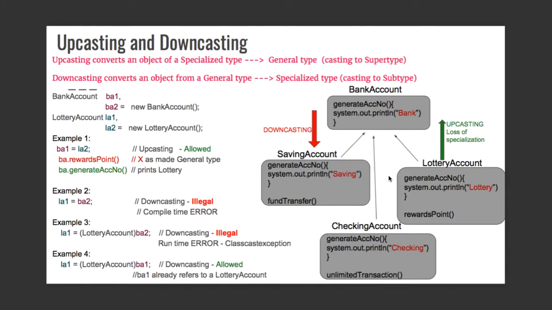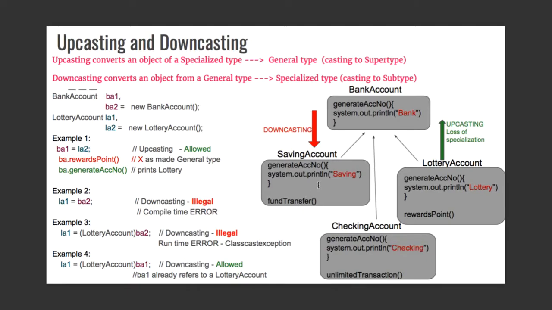Now, these three classes, saving account, checking account, and lottery account, are all derived from the bank account class. That is, these three classes are the subtype or child of the bank account class. So they have all the functionalities of the bank account class plus some additional specialization. All of them have the method called generate account number, and it's just that the implementation is different. Here they are printing saving for saving account, checking for checking account, and lottery for lottery account.